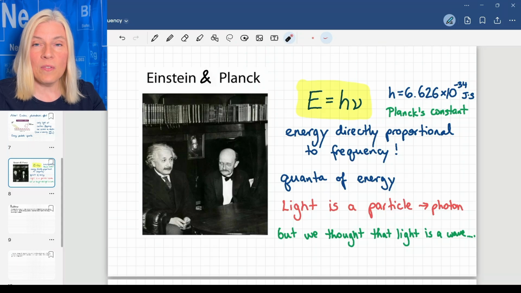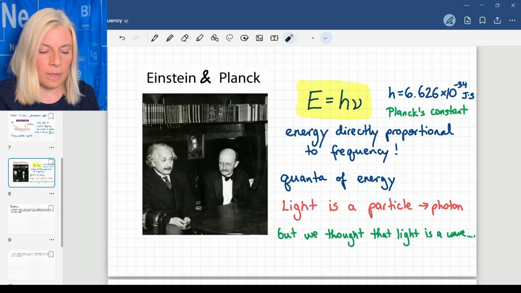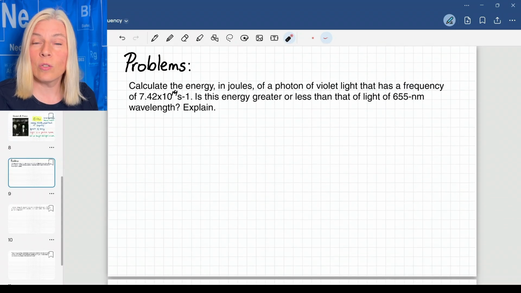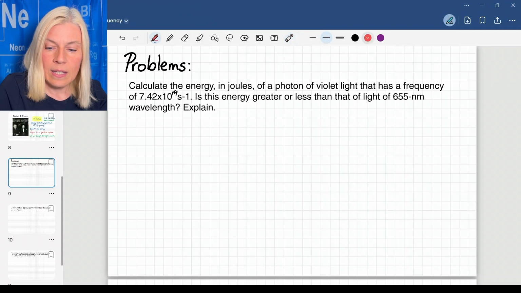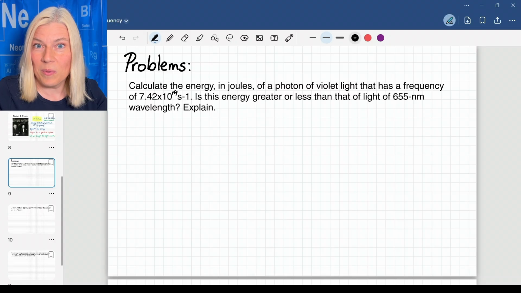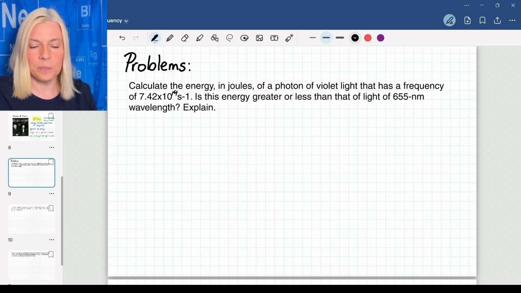Before we keep going with the story, I think we should learn how to solve these problems. How do you solve problems with light, energy, wavelength, and frequency? Let's take a second to make sure you know how to solve these problems together. Let's go. So here is a problem.